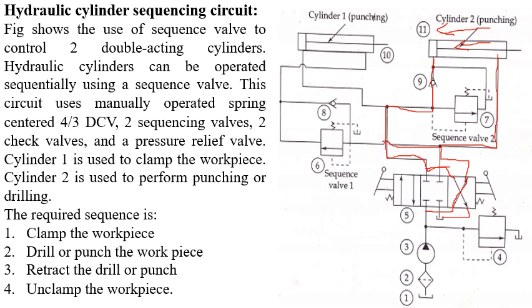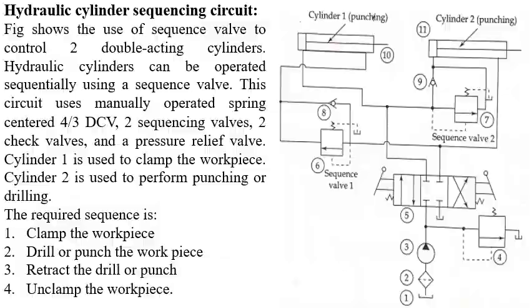It goes like this, so it sends the pilot signal. So pressure is increased, and the pressure is connected like this. Cylinder 1 is retracted, and the blank end flow will move like this, connect like this, and go towards the reservoir. Okay, this is the sequence valve circuit, a hydraulic cylinder with sequencing circuit.